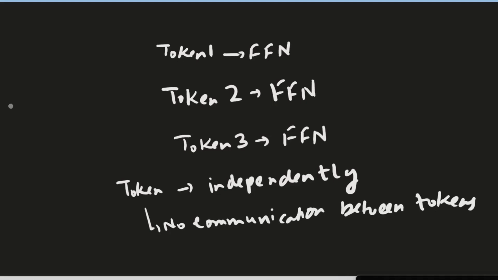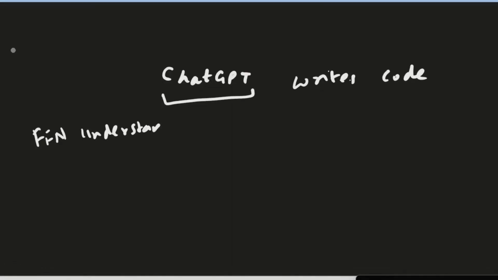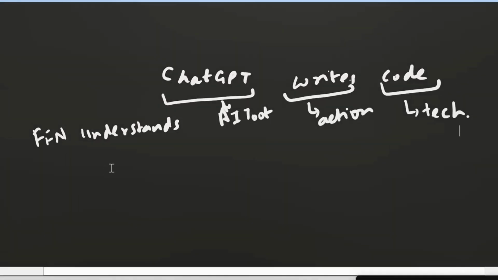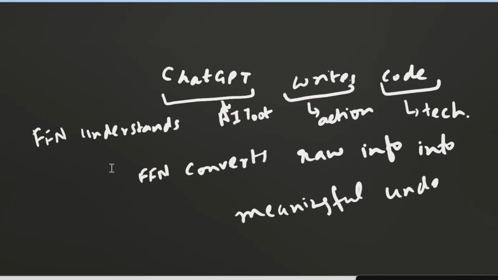Let's take another simple sentence. ChatGPT writes code. Attention connects the words. FFN understands that ChatGPT is an AI tool. Writes is an action and code is technical content. FFN converts raw information into meaningful representation.